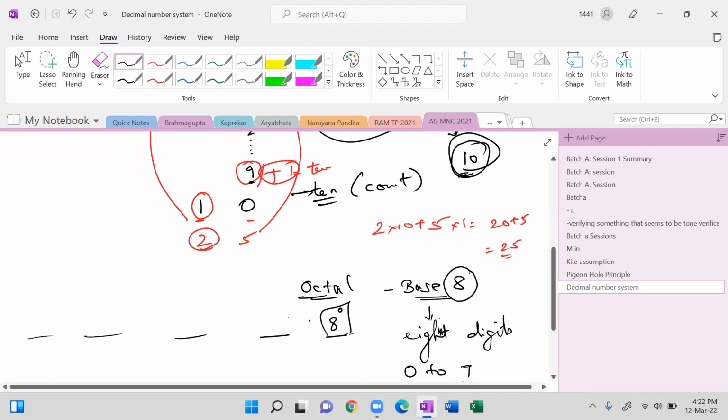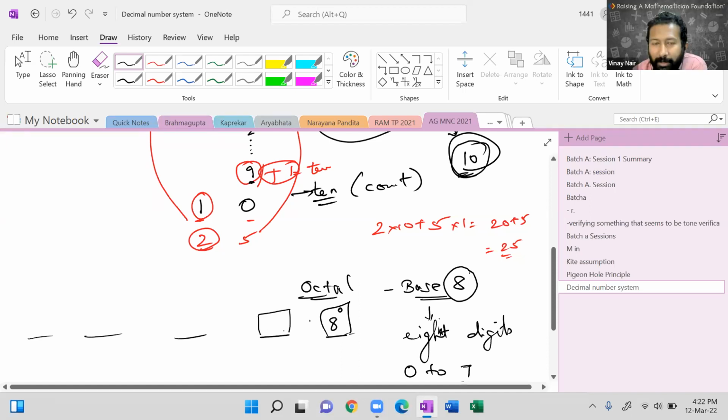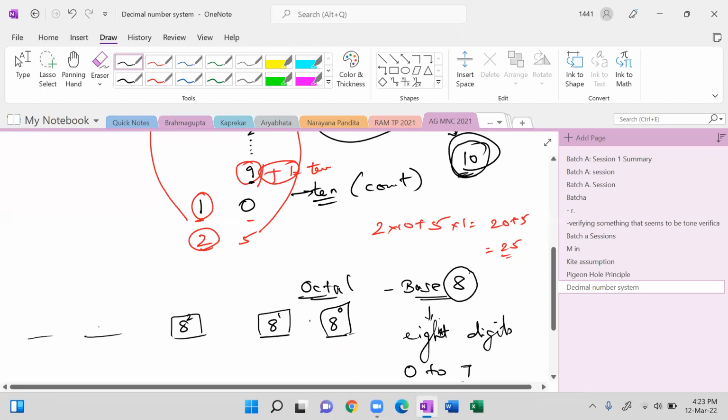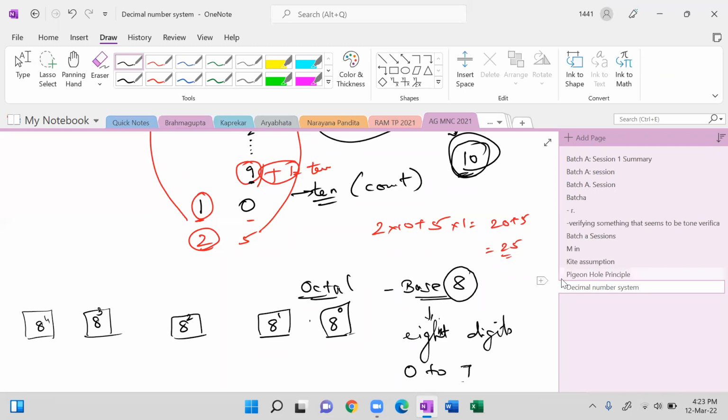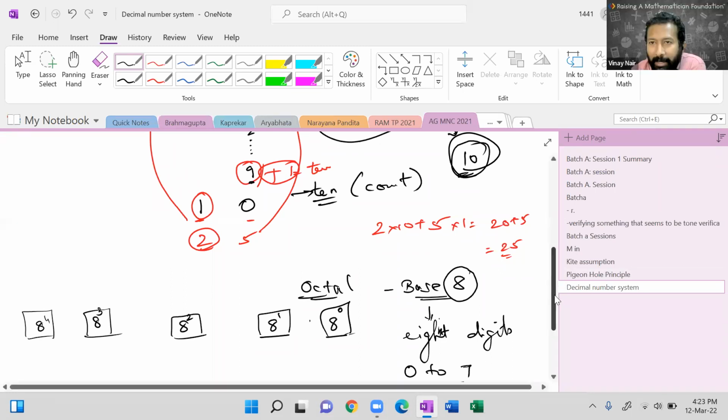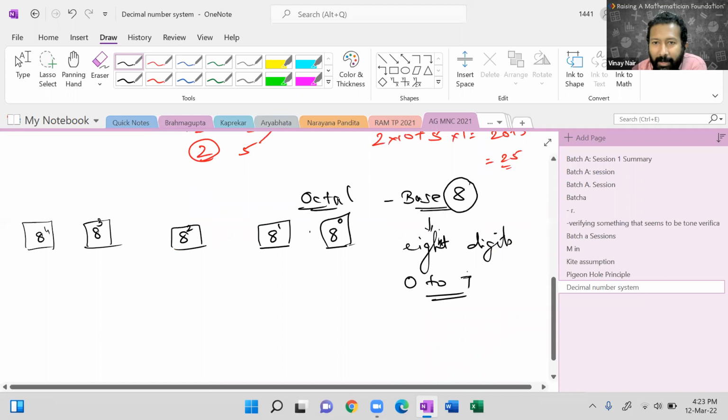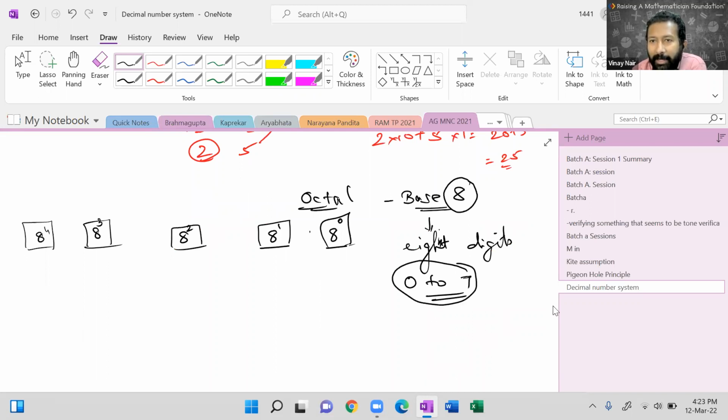And what do you think is the next one going to be? 8 power 1. Very good. And what is the next one going to be? 8 power 2. You see where this is going? So this is how it will be: 8 power 3, 8 power 4. Okay. So Kritinaya, we have our digits from 0 to 7. Kritinaya, are you there with me?